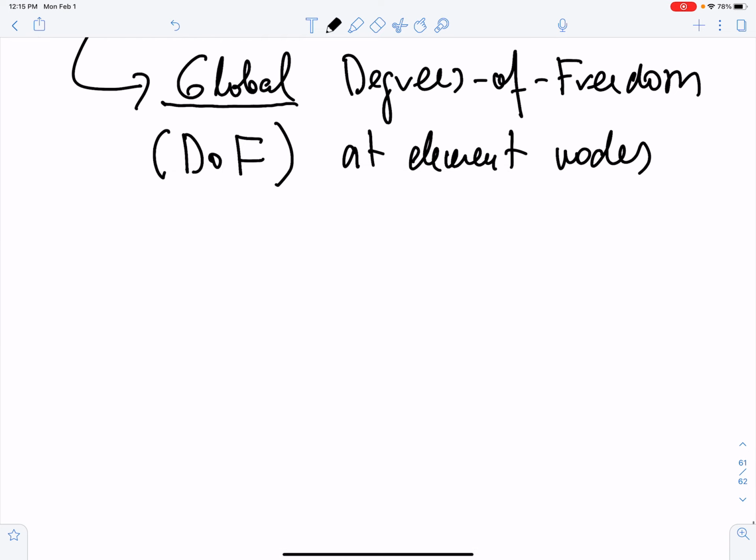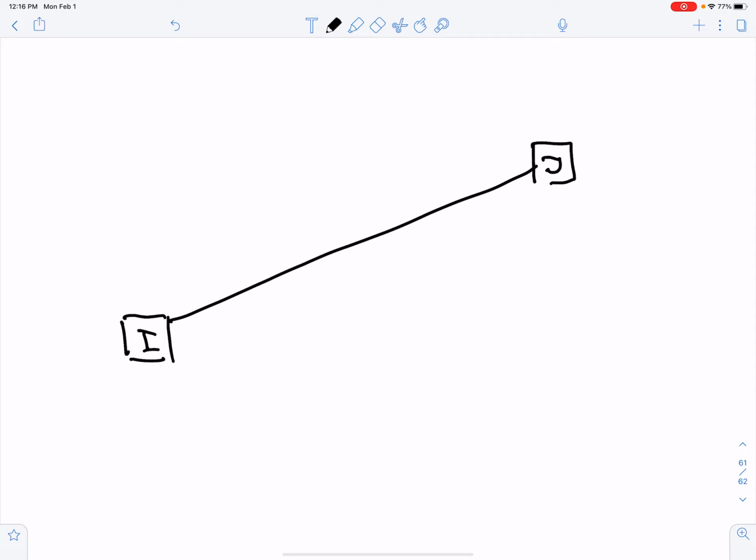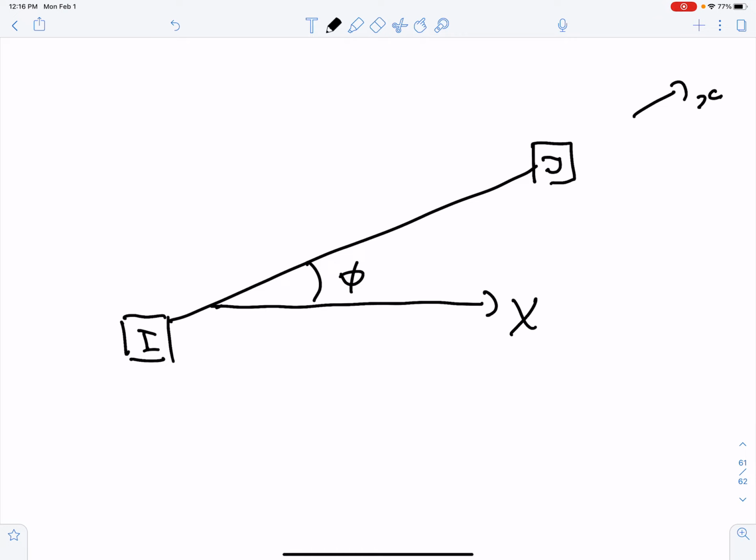Now I can draw the same picture from the standpoint of a local coordinate system. This is my node i, this is my node j. This guy forms angle phi with respect to the big x-axis, and we know that. Now I have a little x-axis that's lined up with the axis of the bar and a little y-axis that goes perpendicular to the bar.